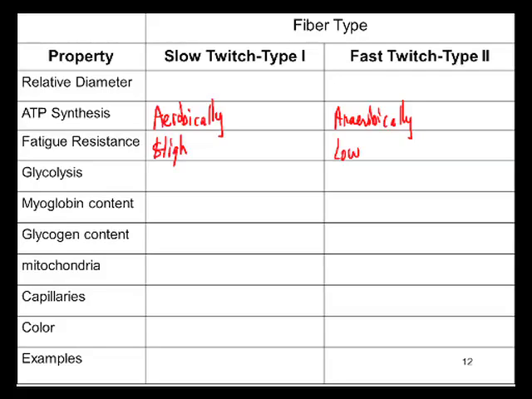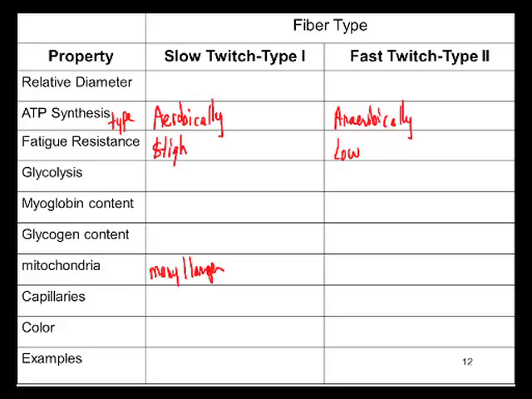Now, keeping in mind this ATP synthesis type, aerobic versus anaerobic, what would you say about the size and number of mitochondria in a slow twitch type 1 fiber? There's going to be more mitochondria and they're going to be larger. More mitochondria means more places for the membrane and matrix reactions to occur. And larger just means that there's more space for the reactions and more surface area for the enzymes that are embedded in that inner mitochondrial membrane.